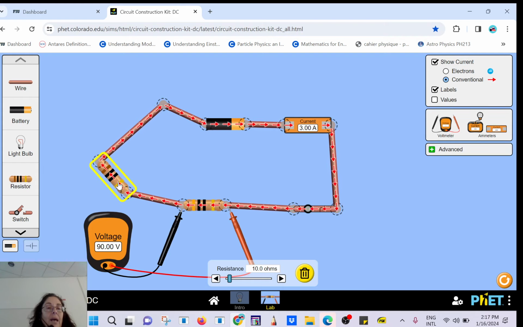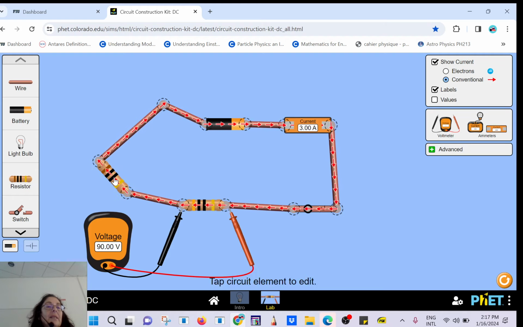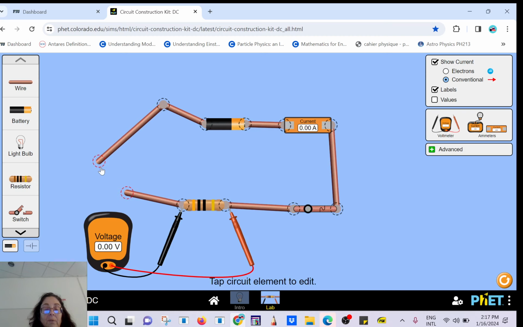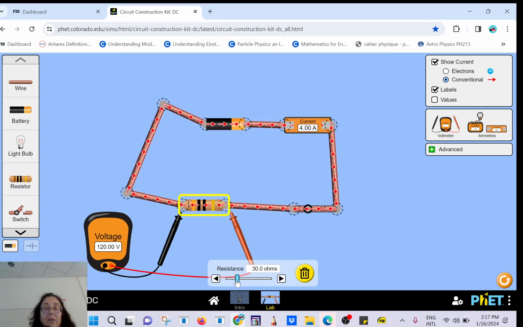120. But how much is the resistor again here? 30, and here is 10. So let's check something. What if I replace this one, 10 plus 30, how much is that? 40.